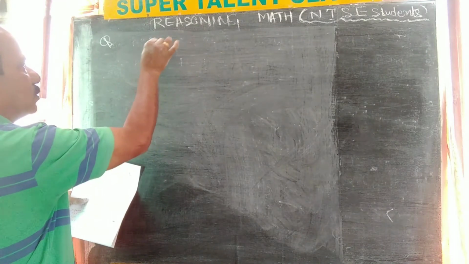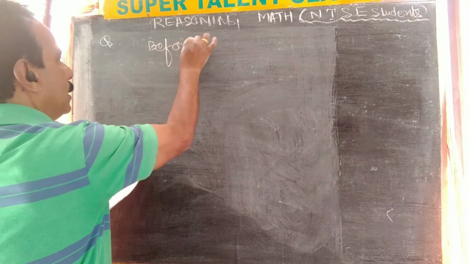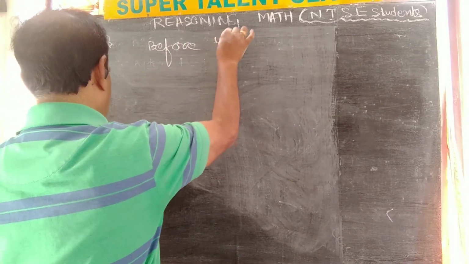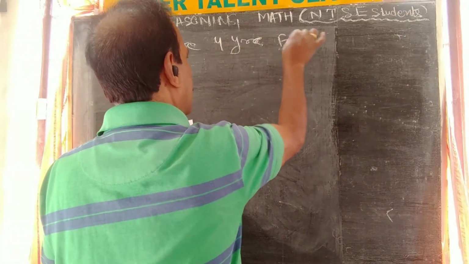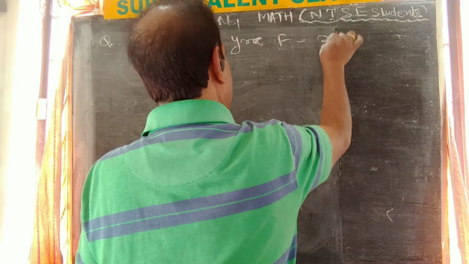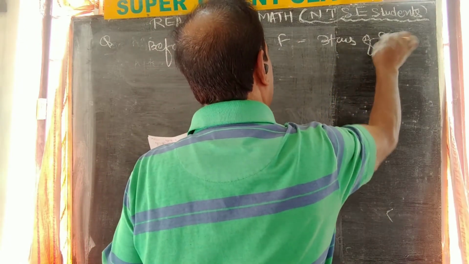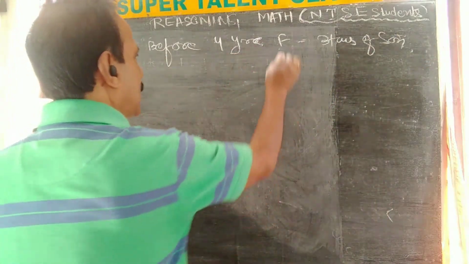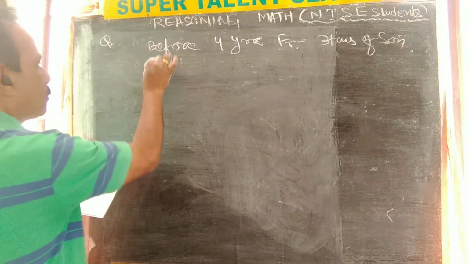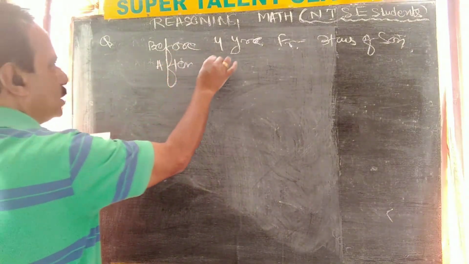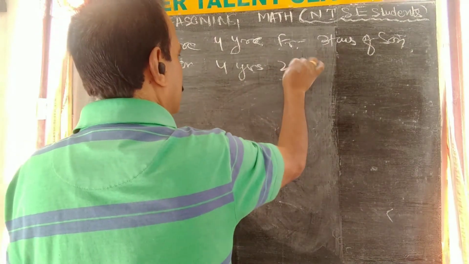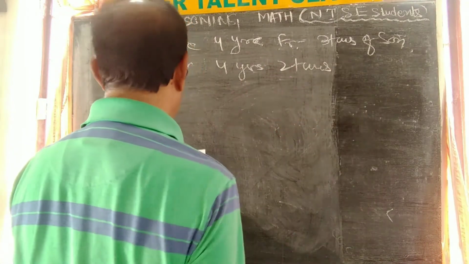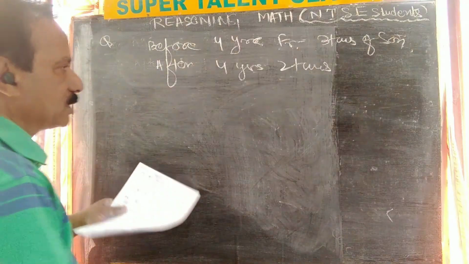Shortly I am writing. Before 4 years, the father was 3 times the son. Father, 3 times the son. And after 4 years, you see the question, though it is not coming, a little bit difficult. After 4 years, 2 times. Father, 2 times. So now, the age of the son.